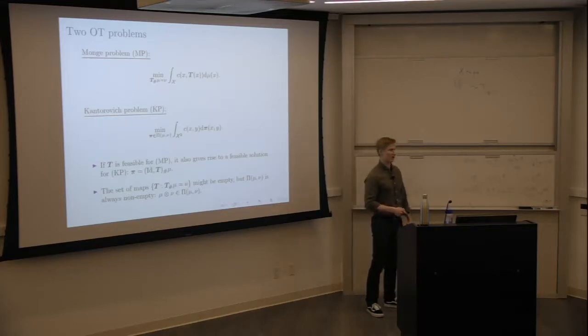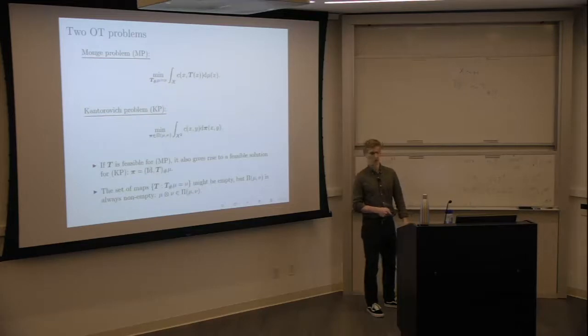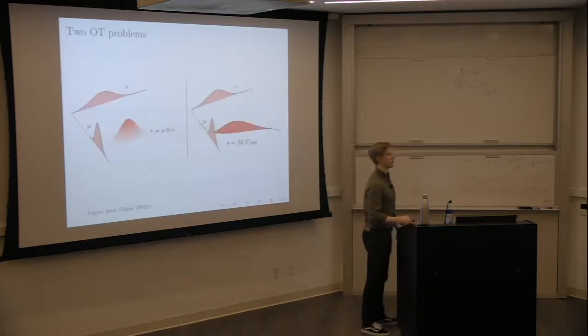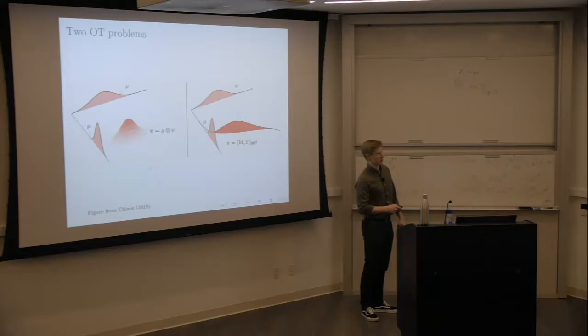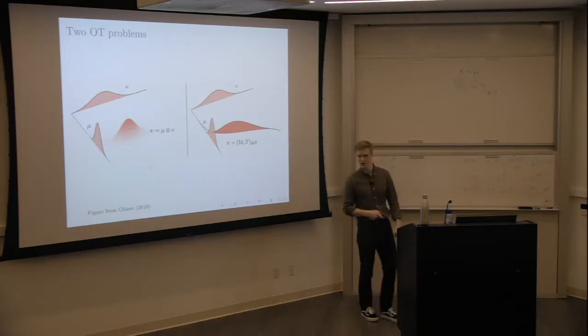On the other hand, the set of couplings is always non-empty. For example, the product coupling, the product measure, lies in the set of couplings. And so there's more flexibility in this problem than in the Monge problem. So this is what it might look like. In the Kantorovich problem, we're looking for any joint distributions between these two marginal distributions that respect the two marginals. Sorry, that's the feasible set. Any distribution that respects the two marginals is the feasible set. And then we're looking for the one that minimizes that cost function.